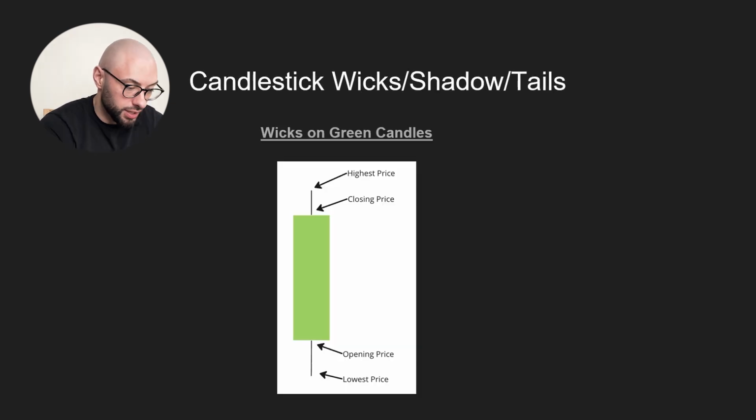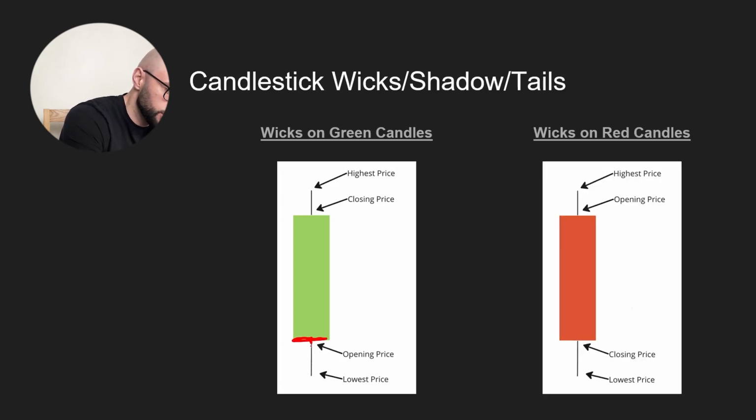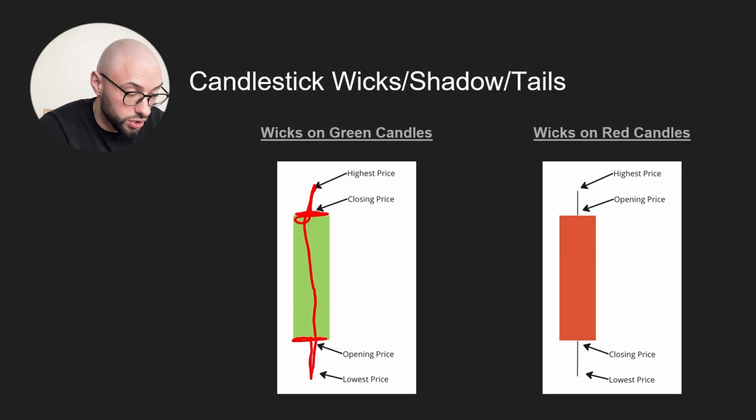Next, candlestick wicks, shadows, and tails. Like I said previously, the wicks are just how far price went during the time. So you can see here, price opened at the bottom, and at one point it went down, and then went up, and then closed there. And the wicks just indicate how far price has gone within that candle. And wicks on the red candle, exactly the same. So price at the highest point went up here, and at its lowest point it went there.